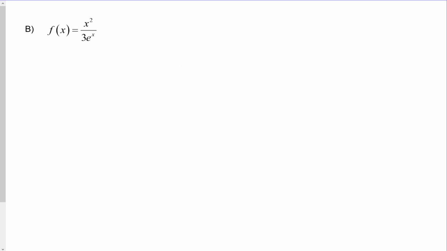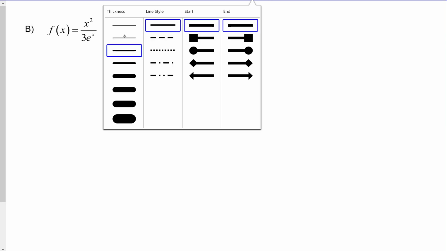B. F of x equals x squared divided by 3e to the x. In this situation, I have a quotient, so in order to find the derivative, I'm going to need to use the quotient rule. So I'll draw a box off to the side, put my numerator in the upper left-hand corner, and the denominator in the upper right-hand corner.